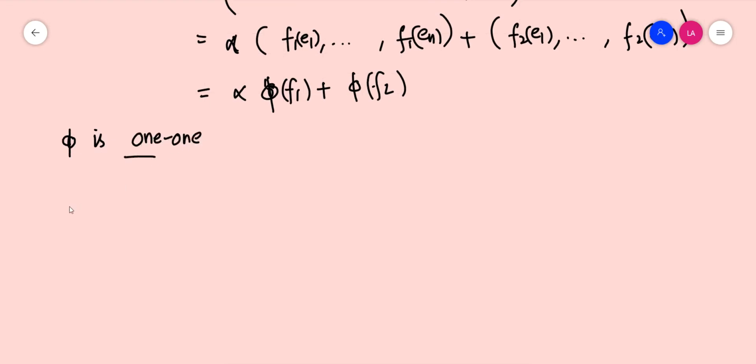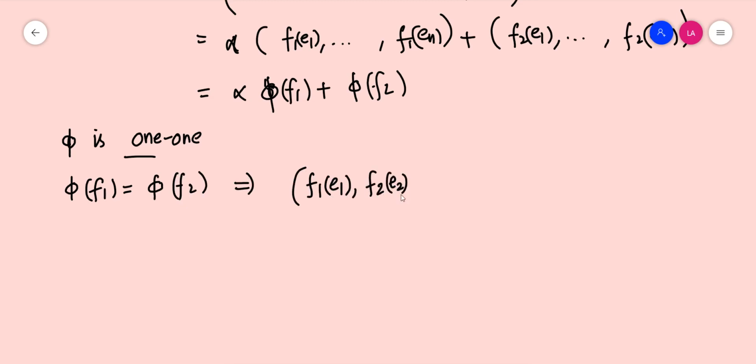So let f1, f2 be two elements in Rn dash. We assume that phi of f1 should be equal to phi of f2, which by definition is f1 of E1, f1 of E2, etc., f1 of En should be equal to f2 of E1, etc., f2 of En.